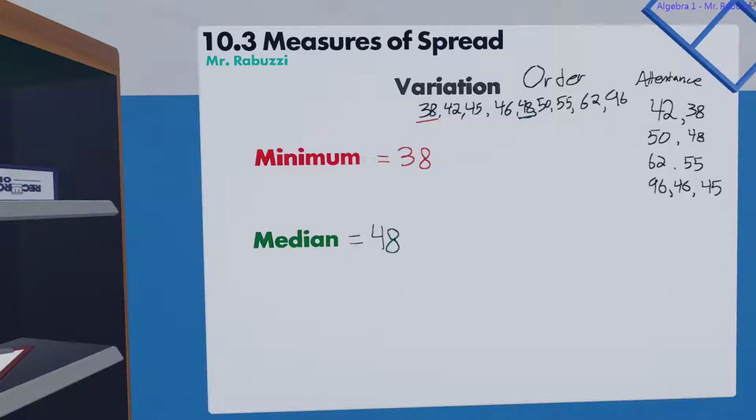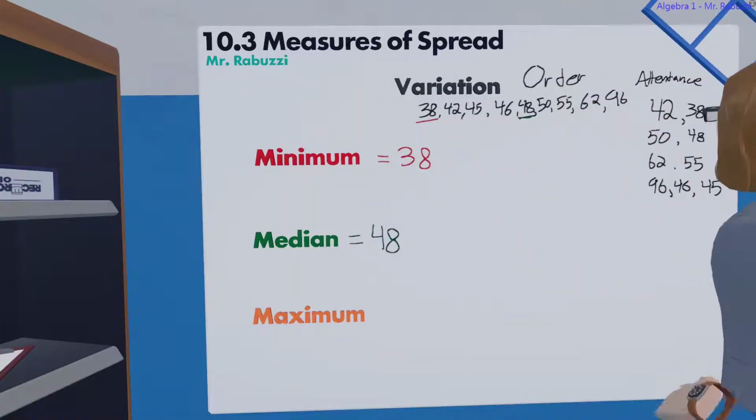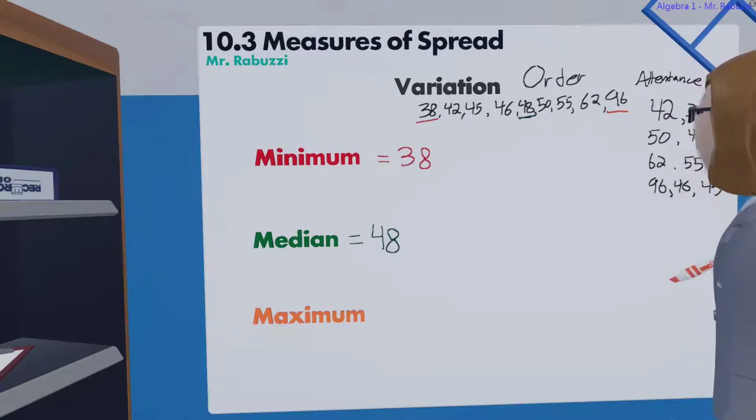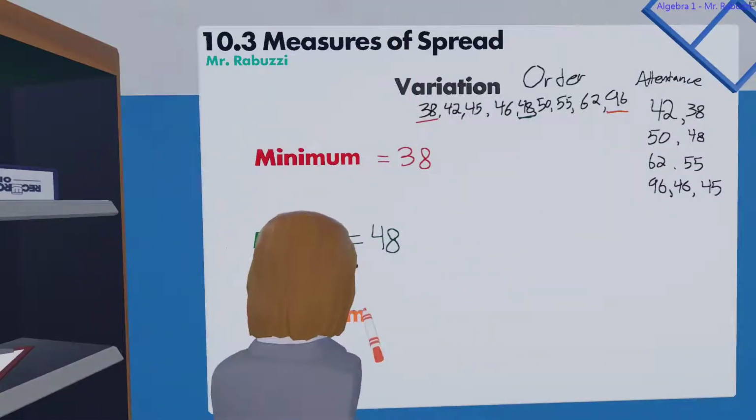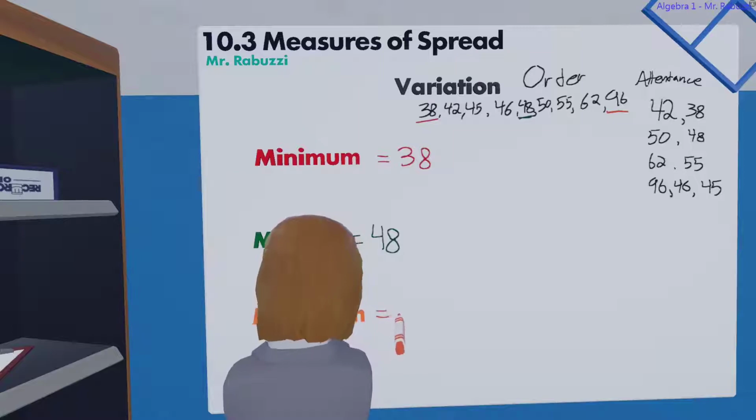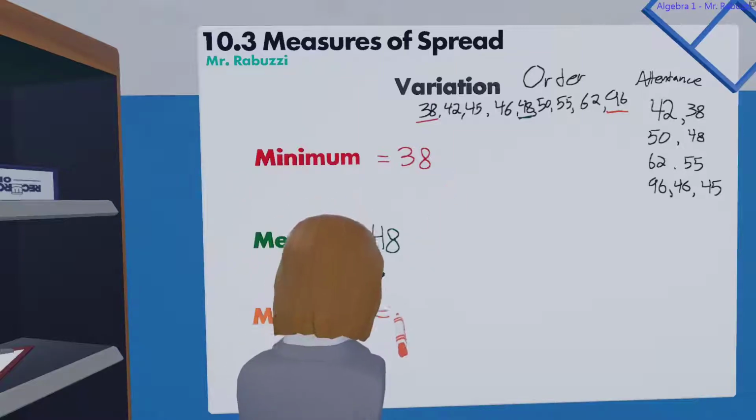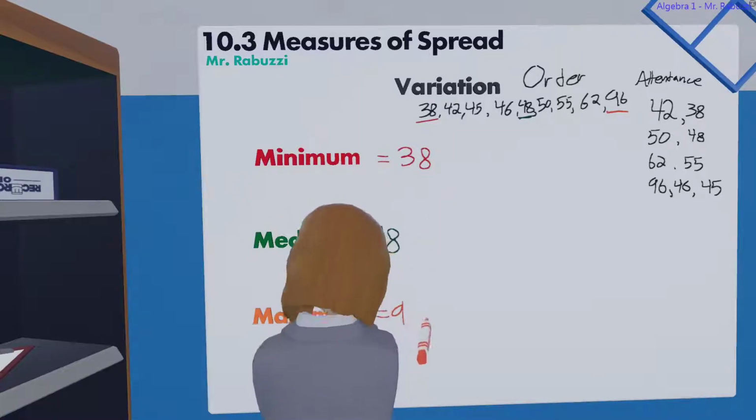Okay, something else that we want is the maximum. This one's easy too. Since we put them in order, we want the largest number. That's our maximum. Okay. The maximum is 96. I don't like that 9.